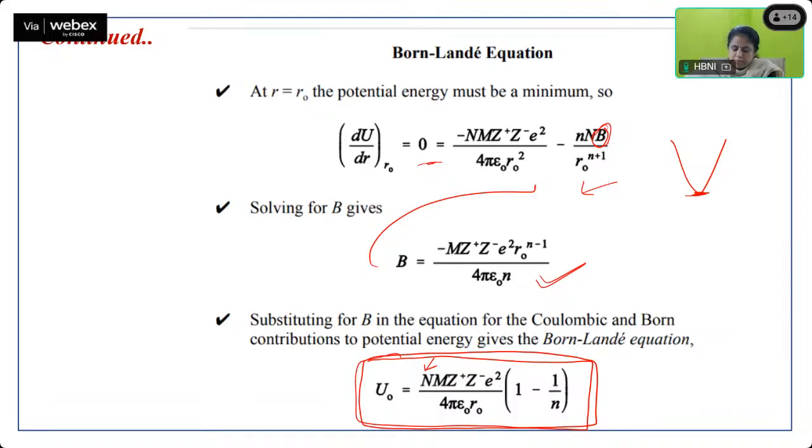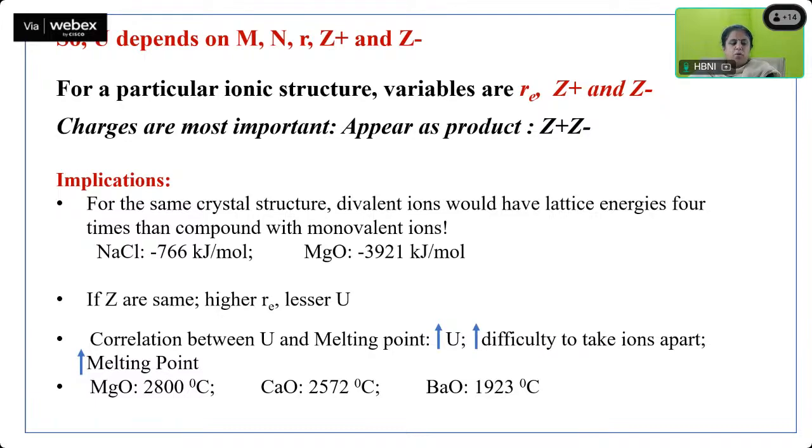That means your lattice energy depends upon the number of moles, the Madelung constant, and the charges on the ions. This is constant, this is constant. The distance between the ions, and this is constant. So what I said, your U, the potential energy, or now we have actually calculated the lattice energy, depends upon the Madelung constant, number of moles, the equilibrium distance between the ions, and the charges on the ions.